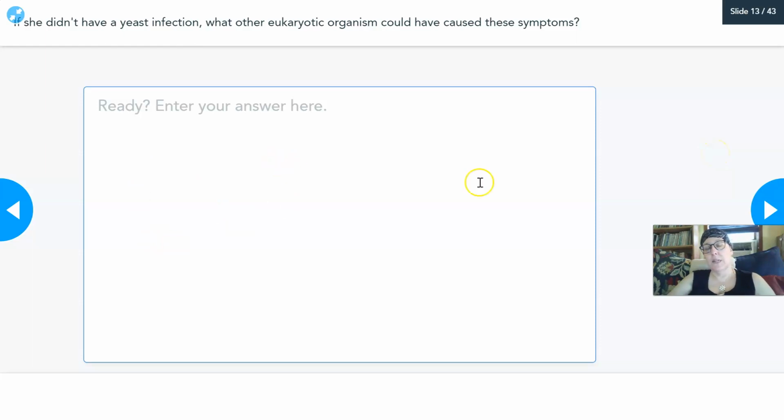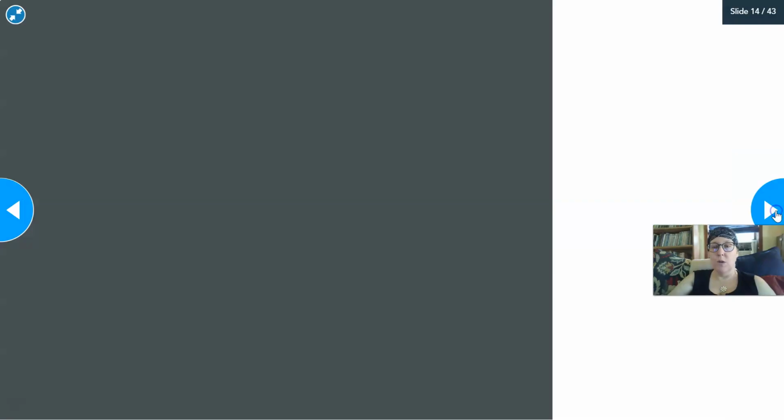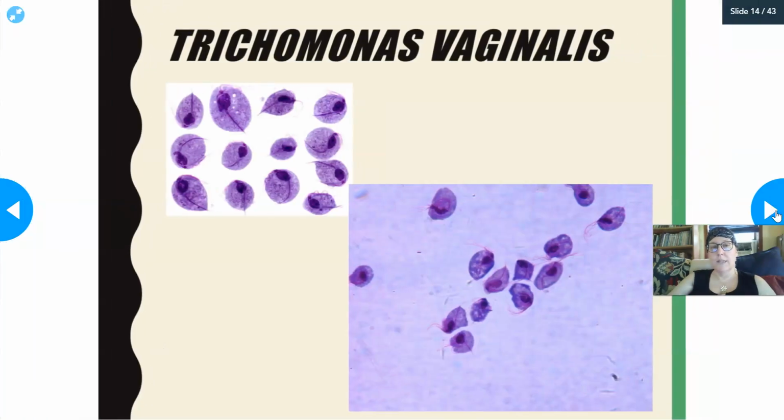So think of a parasite that can cause an STD. If you know what it might be, then enter it here and I'll show you what it is. Ta-da! It is Trichomonas vaginalis. Okay, so these little guys are a little bit bigger than a white cell. So when you stain them, this is what they look like. If you look at it under the microscope, it actually looks like a white cell with a flagella that can swim around. It's quite interesting.